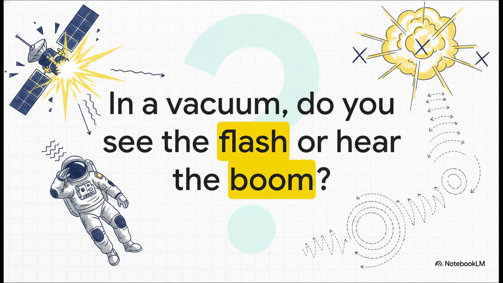If a distant satellite suddenly exploded in the complete total vacuum of space, what would an astronaut floating nearby actually experience? Well, they would absolutely see the blinding flash of light because electromagnetic waves travel effortlessly through a vacuum. But they would never, ever hear the boom. Mechanical sound waves simply cannot exist without a physical medium to travel through. Space is completely, eerily silent.